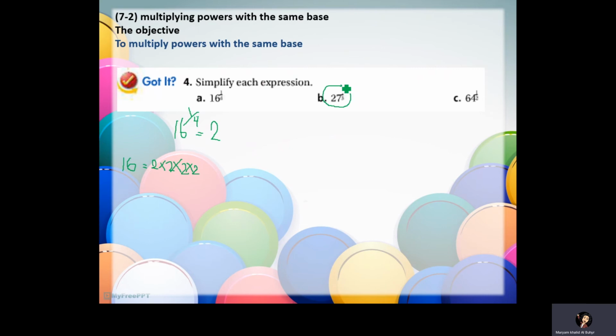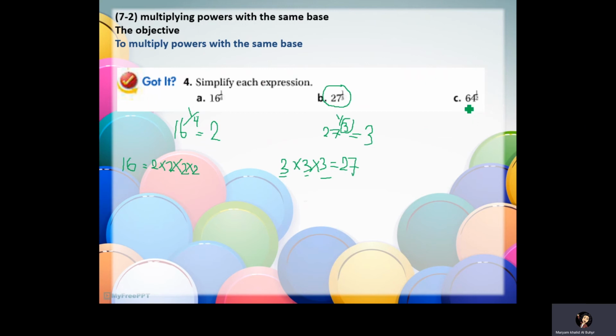27 to the power 1/3. I'm looking for a number. When I multiply it by itself 3 times, remember here 27 to the power 1 over 3. So the denominator of this exponent is 3. So I will look at the number. 3 times 3 will give me 9. 9 times 3 will give me 27. Great, that's what I need. So the answer for this one is equal to 3. Because 3, I repeat, multiplied by itself 3 times, is what I need. The power here is 3.